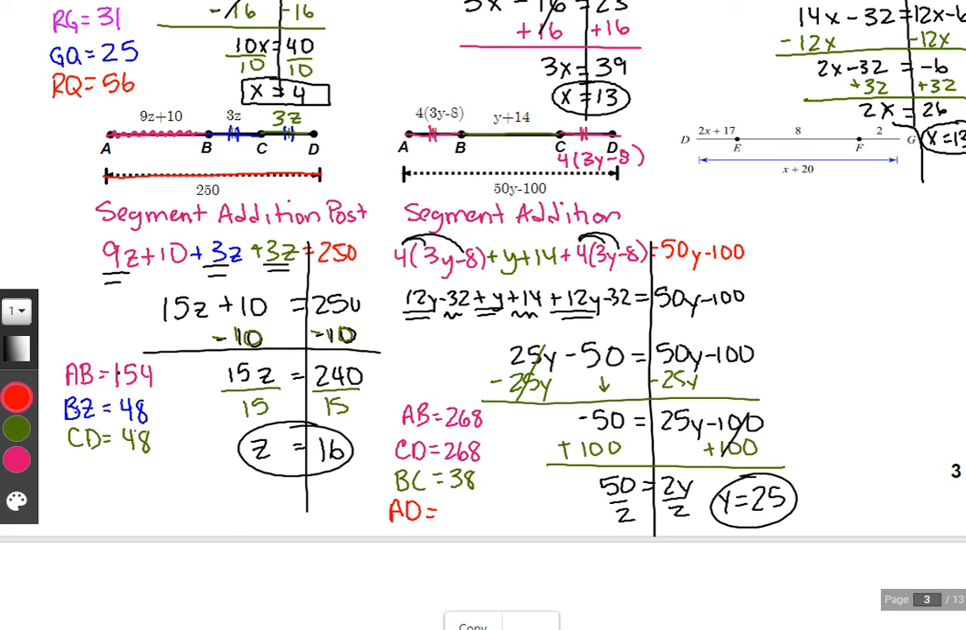Okay, so we have 50 times 25 minus 100, so 1150. Okay, so let's go ahead and pause it here, and I'll see you all in video 3.